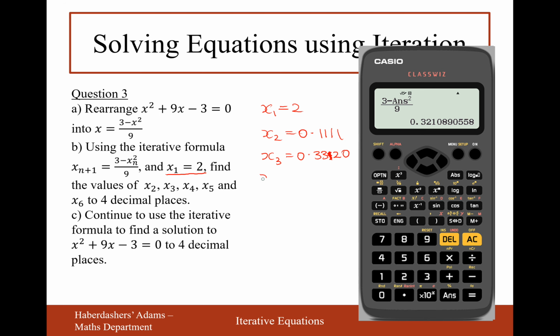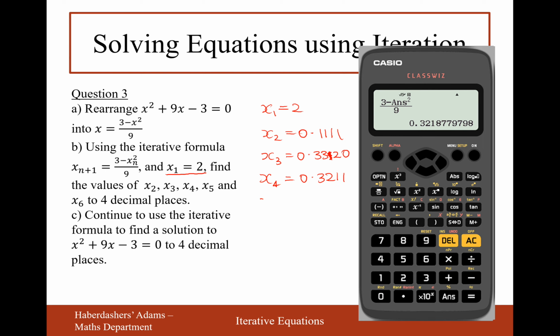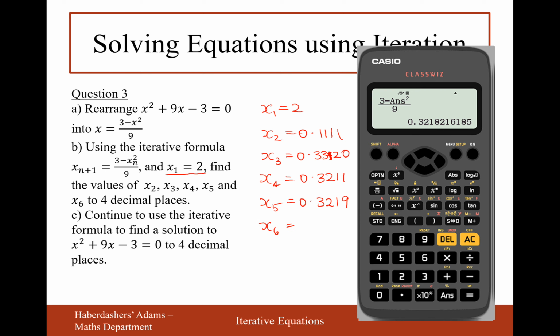Moving on to the next number in the sequence, x4 will be 0.3211. The next number in the sequence, x5, is going to be 0.3219. And the final number in this sequence is going to be 0.3218. Now this does seem to be getting pretty close to the answer here. It still hasn't changed much between the 5th number in the sequence and the 6th number in the sequence. So continue to use the iterative formula to find a solution to this equation.